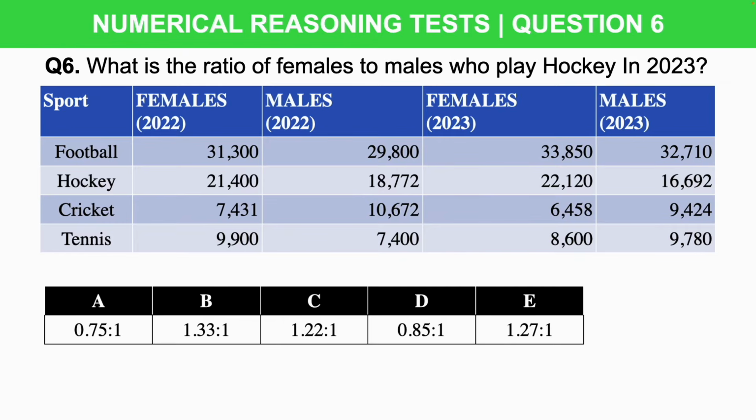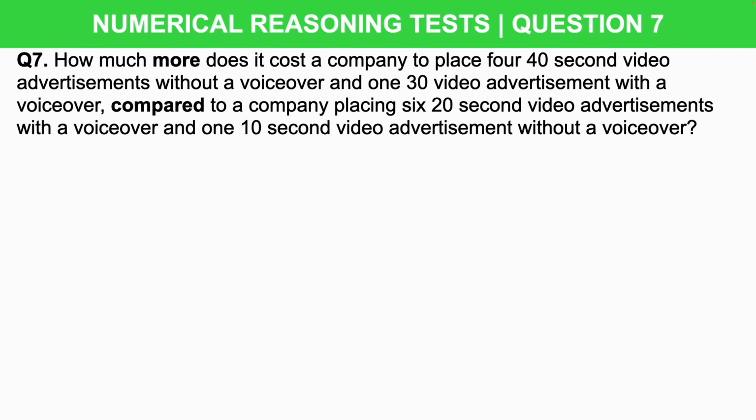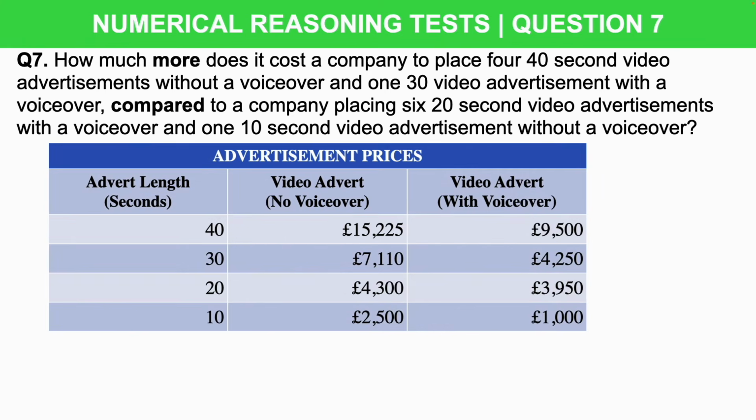Okay, the next Korn Ferry Assessment Test question is, how much more does it cost a company to place 4 40-second video advertisements without a voiceover and 1 30-second video advertisement with a voiceover, compared to a company placing 6 20-second video advertisements with a voiceover and 1 10-second video advertisement without a voiceover? Here's the data that you need. Wow, that's a lot of data to take in. Try utilising all the skills that you've learned and practiced so far to answer this tough data interpretation Korn Ferry assessment question.